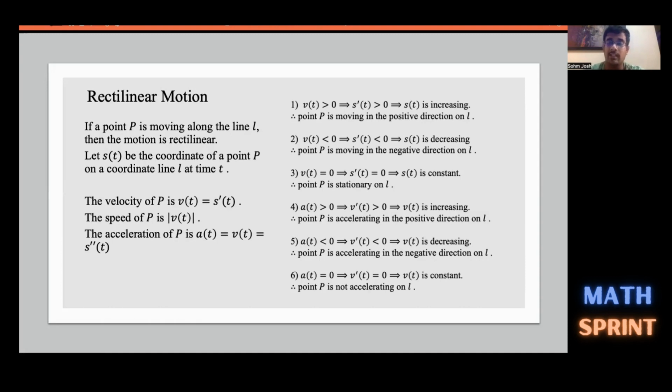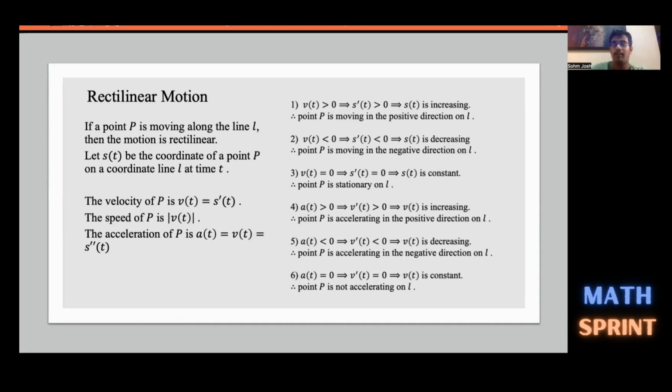So we use S of t typically to denote the coordinate or the position of a point P along an axis. We use V of t to denote the velocity of point P, and we use the absolute value of V of t to denote the speed of point P. And we use a of t to denote the acceleration of point P. Now, remember, these are all functions with respect to time. So basically, that means that S, V, and a are all varying with respect to time. Or maybe they could just be a constant value, but it depends on the function.